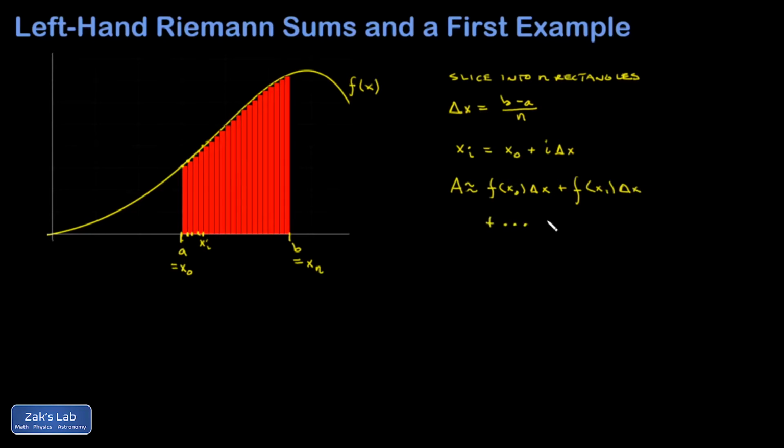I add together the areas of all these rectangles, and at the very end I have to be careful because the height of the last rectangle, the nth one, is measured one step before xn, so I'm going to have an f of x n minus 1 delta x. Written in summation notation, this is the sum as i goes all the way from 0 to my finishing value of n minus 1.